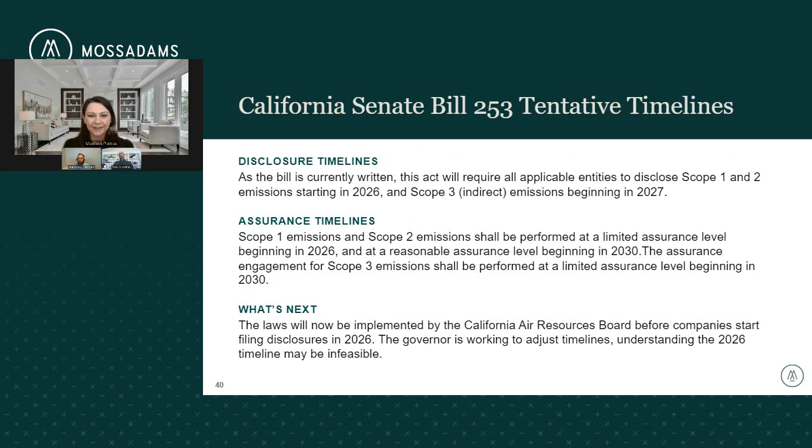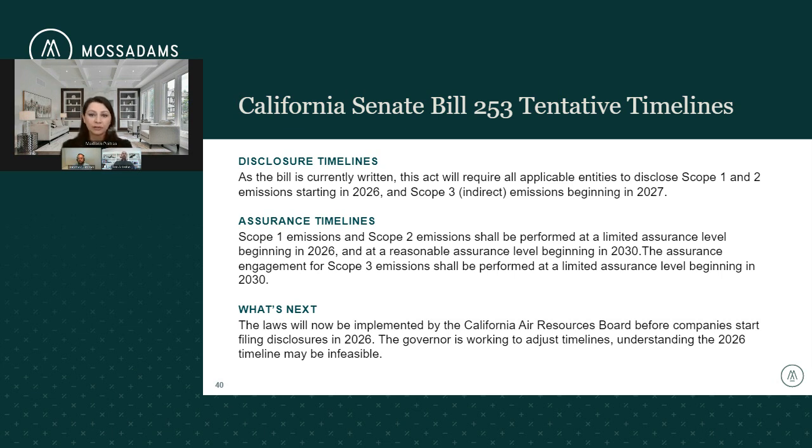So as the bill is currently written, I keep saying as the bill is currently written because what's next is the California Air Resources Board will need to pass the regulations by January 1st of 2025 before companies can start filing their disclosures in 2026. So, the industry, the governor of California have all been talking about how there could be potential timeline changes, understanding that the 2026 timeline may be infeasible. Again, this hasn't stopped many folks from already going ahead and calculating their scopes 1 through 3. I think in the United States, we're seeing these regulations come up, but internationally, we're a little bit behind compared to some other countries that have already gone full steam ahead with some of these, such as EU, which I will get to in just a bit.